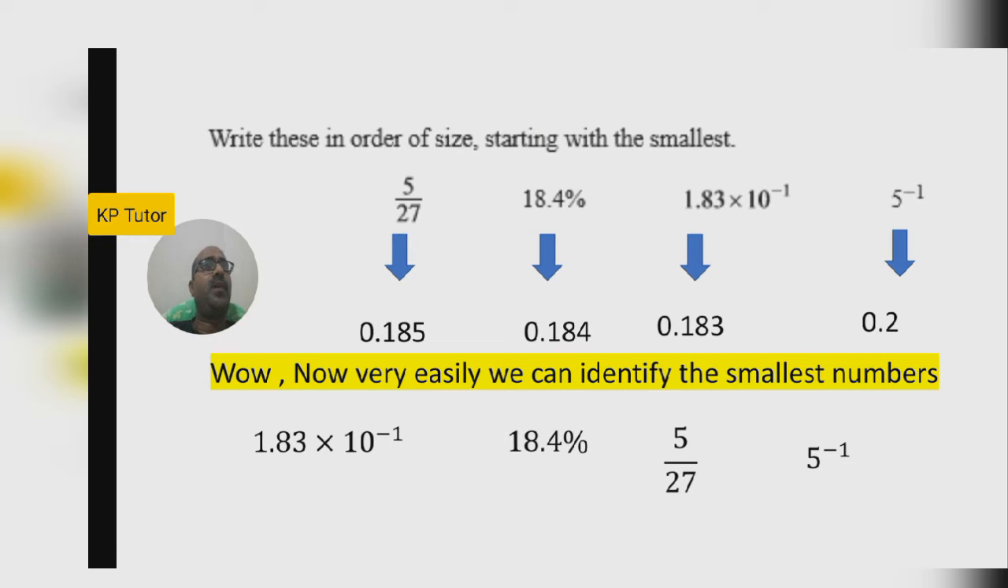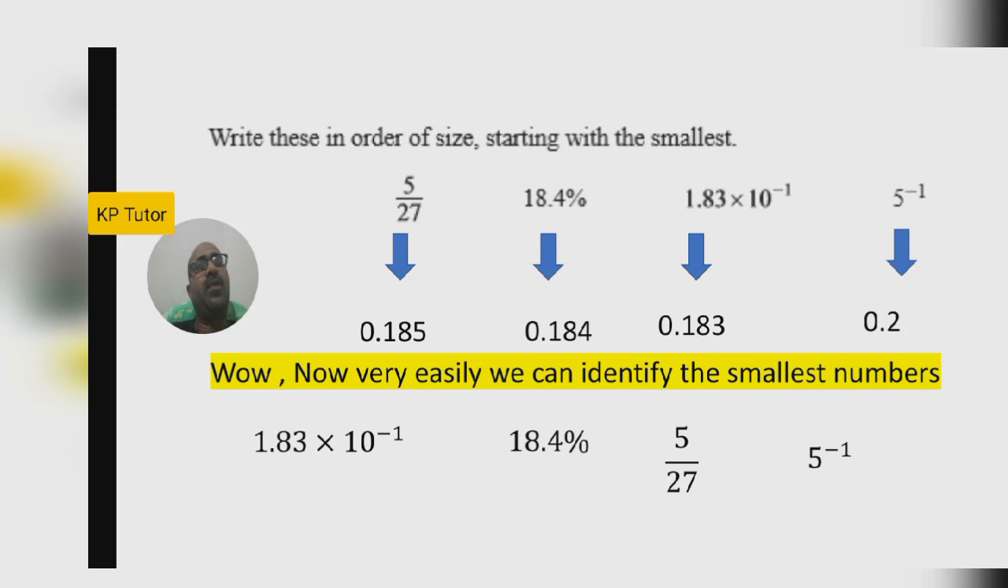Next, the question is actually the same. 5 by 7 is there, that means a fraction is there, then a percentage, then one exponential number, and one more in index form. Now just a change: very easily we can identify the smallest number by converting to decimal. Here 0.185, and the last is 0.2.